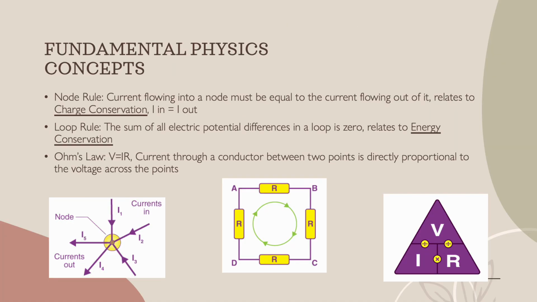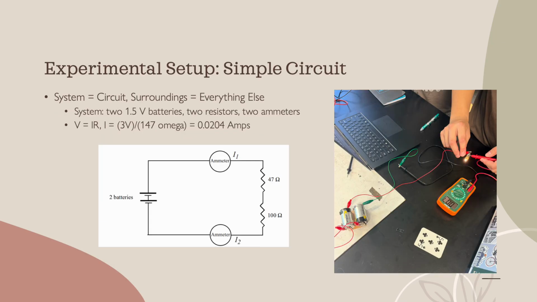First is the node rule, which relates to charge conservation, and it says that current flowing into a node must be equal to current flowing out of it, or I in equals I out to simplify it. And there's a little picture in the bottom left corner. And then the loop rule relates to energy conservation, and it says that the sum of all electric potential differences in a loop is 0, and then the picture is in the middle. And then Ohm's law is V equals IR, and it says that the current through a conductor between 2 points is directly proportional to the voltage across the points. So here's the setup for our first experiment, which was the simple circuit.